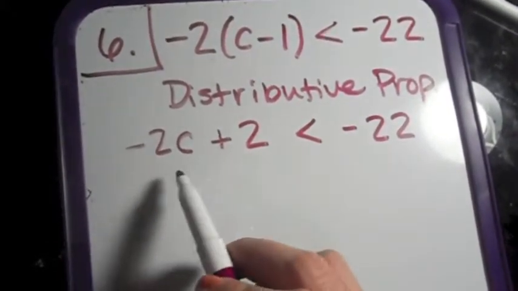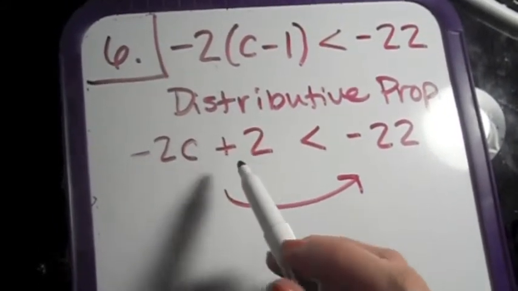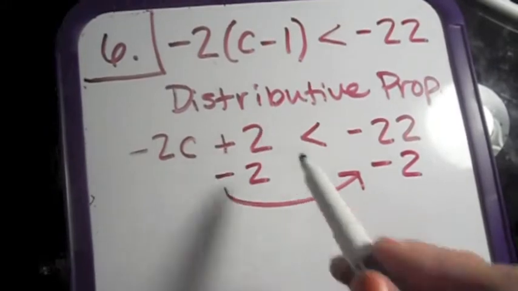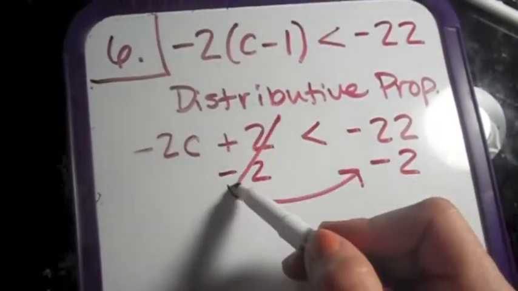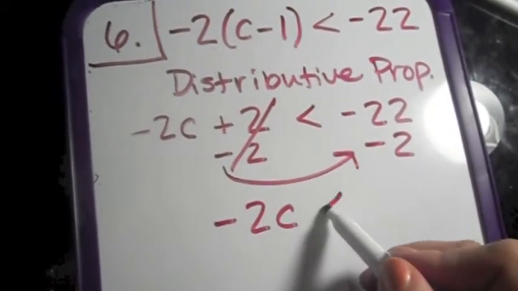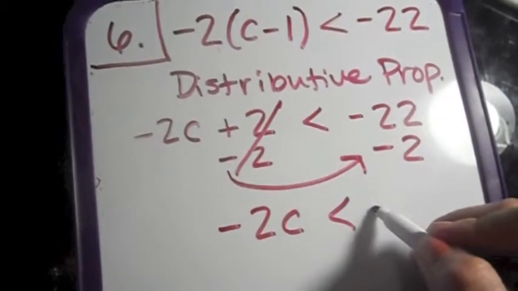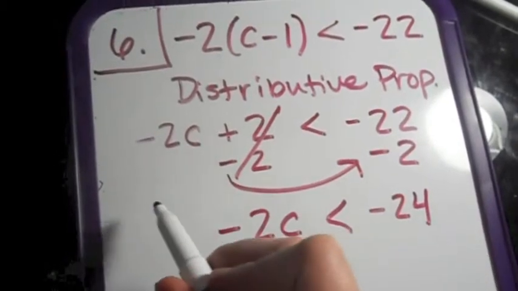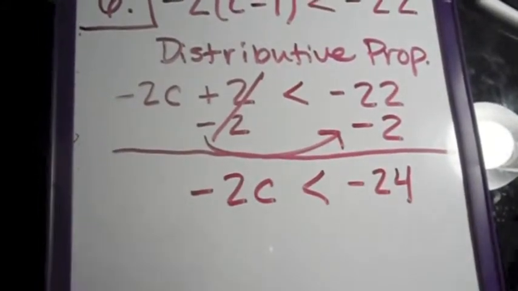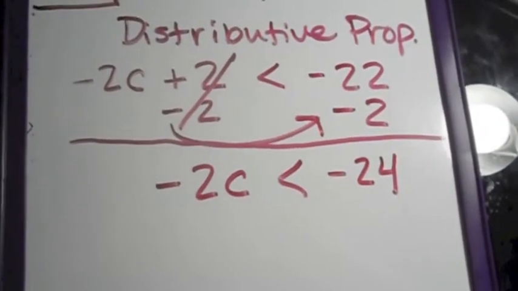Anything that doesn't have a C in it has to go. So this positive 2, we're going to subtract it, because it does not have a C attached to it. So these are going to cancel. This side we're left with negative 2C is less than, I'm going to keep it how it is, negative 22 minus 2 is a negative 24. So this is the inequality that we're working with now. Negative 2C is less than negative 24.